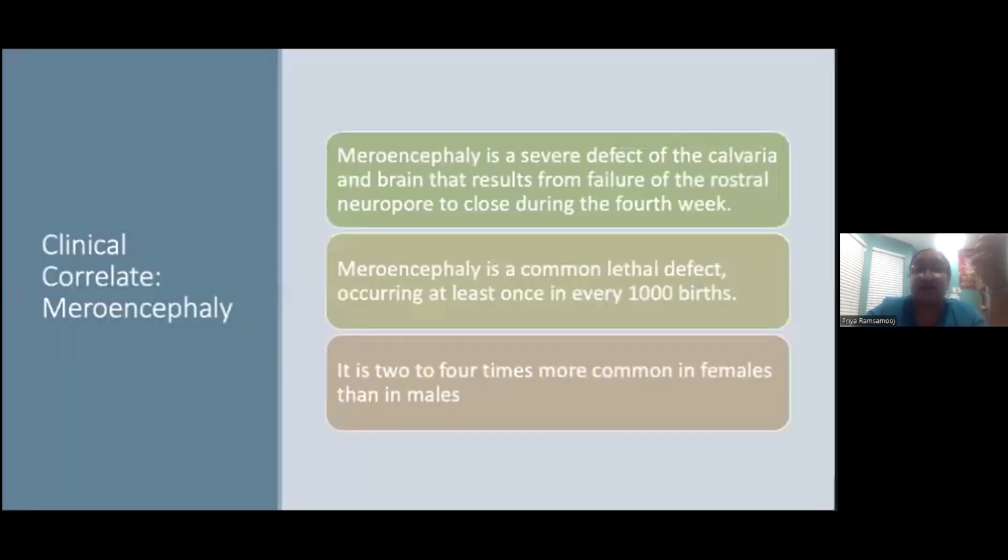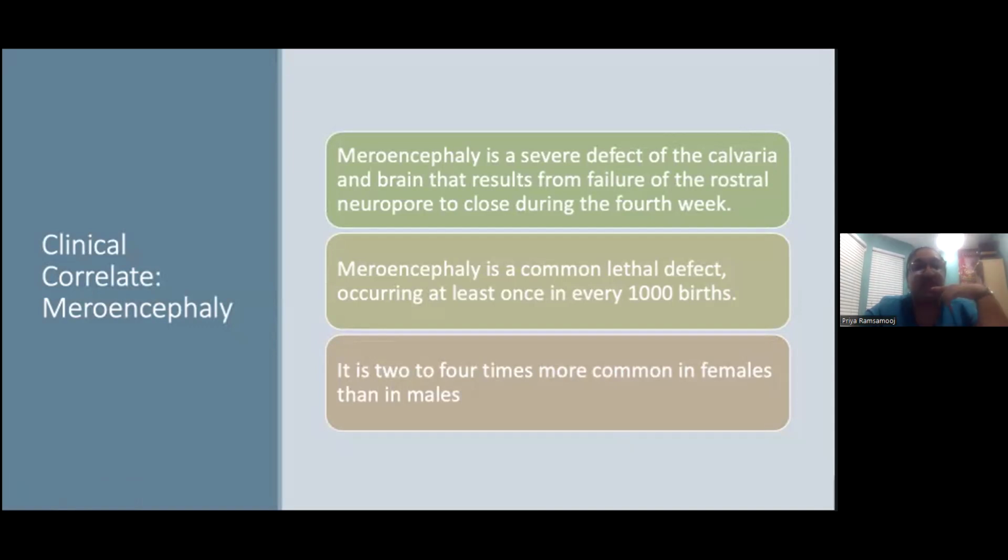So merencephaly is another one that we need to talk about. It's a severe defect of the calvaria and the brain that results from failure of the rostral neuropore to close during the 4th week. So obviously it results in the forebrain, the midbrain, and most of the hindbrain being absent. So it tends to be a common lethal defect. It occurs in at least 1 in every 1,000 births. It tends to be more common in females than males. The statistics that were quoted was 2 to 4 times more common. And it actually is the most common serious defect still seen in stillborn fetuses.